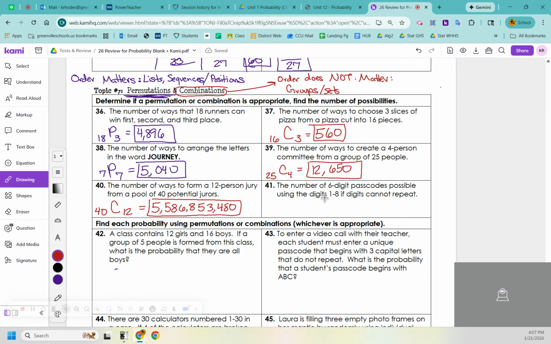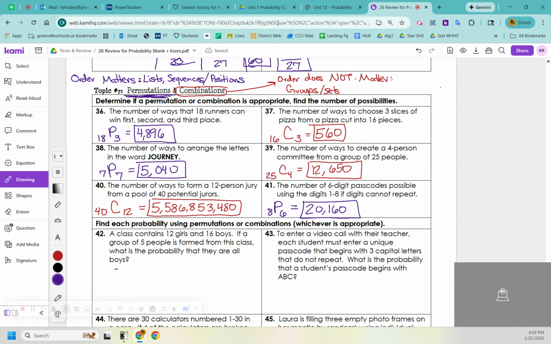The number of 6-digit passcodes possible using the digits 1 through 8 if the digits cannot repeat. So out of 8 numbers, they can't repeat. Passcodes, the order matters. And we need 6 digits, 6 digits not repeating. So 8, pick 6, 20,160.